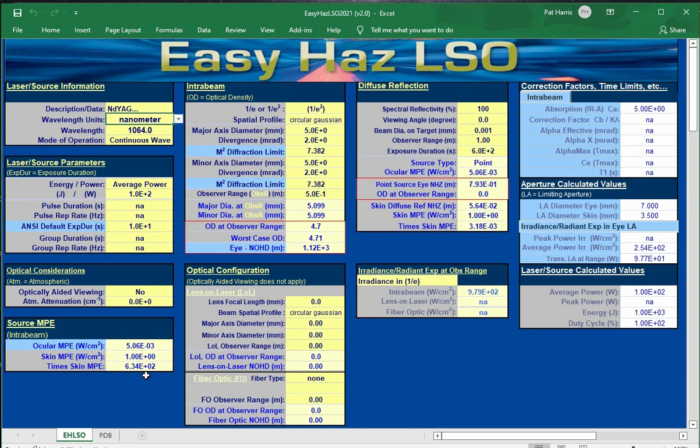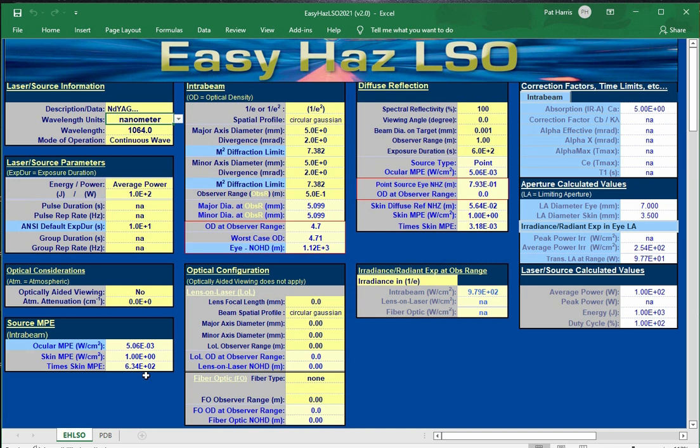So that tells us, is this a skin hazard? Yes, this is a severe skin hazard, and this is one of the worst lasers to get hit by, and that's because it penetrates deeper than any other wavelength. You can get about a 5 millimeter penetration from a YAG laser.